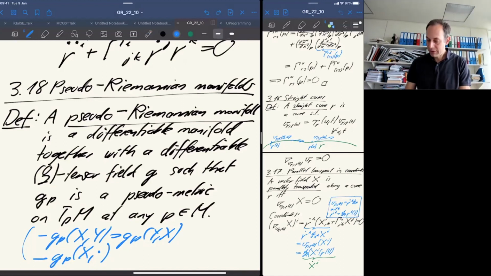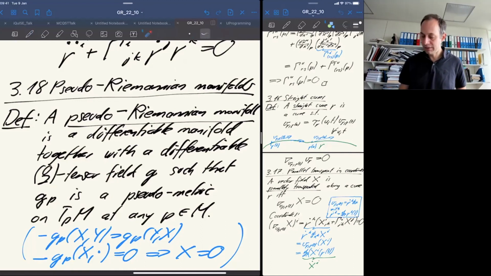And now the point is, if this covector is 0, then it must be the case that x was 0. That's what non-degenerate means. So in other words, for any non-trivial x, this object here defines a non-trivial covector.